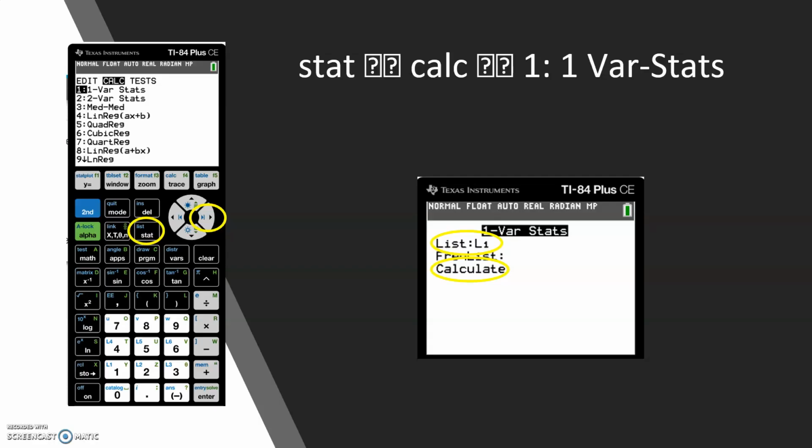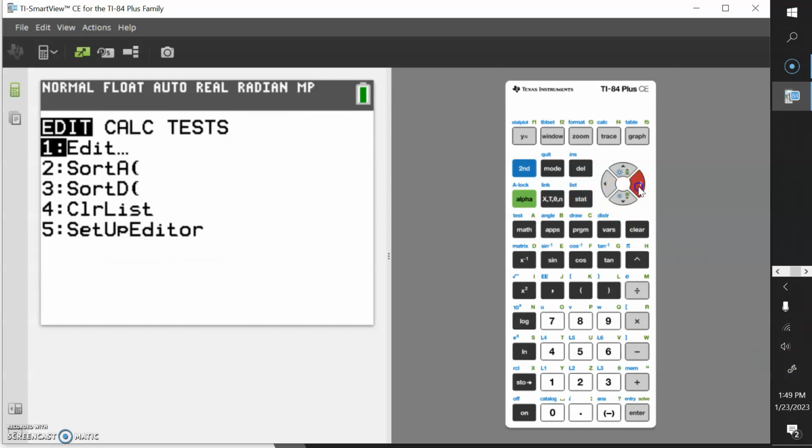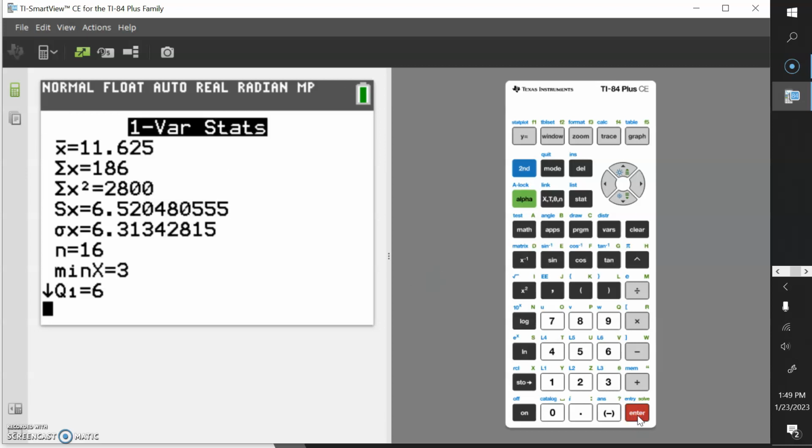So then the next thing I'm going to do is hit the stat button, and then arrow over until I get to calc, and then I'm going to choose 1var stats. So it looks like this. I hit stat, I arrow over until I get to calc, and then I choose 1var stats. I'm just going to hit enter until calculate is highlighted, and then I'm going to hit enter again, and then I get my 1var stats.